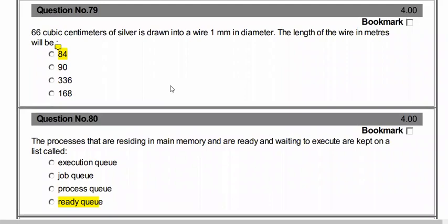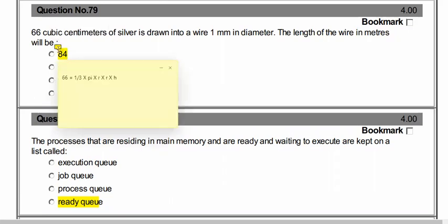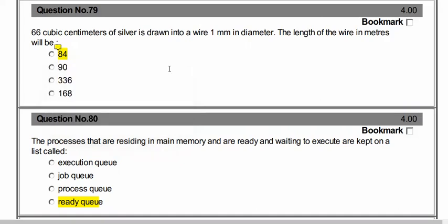66 cubic centimeter of silver is drawn into a wire of 1 millimeter in diameter. The length of wire in meter will be, option A, 84. That is, 66 is equal to pi into r into r into h. By applying the value for r, we get the equation. By calculating the equation, we get the value of h.